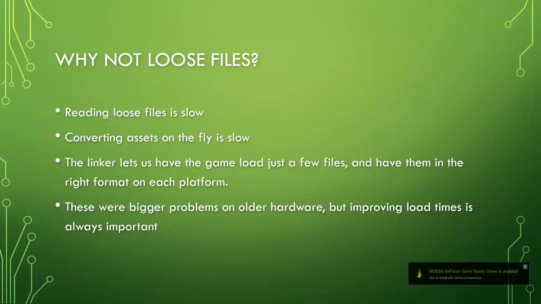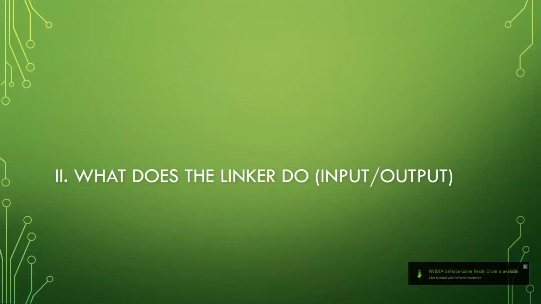So sometimes we'll convert some bit order differently depending on whether it's mostly PlayStation 2 or Xbox 360, but less important these days. But like I say here, there were bigger problems on older hardware, so new games could potentially get away with reading loose files, but loose files are still slower. So use the linker.